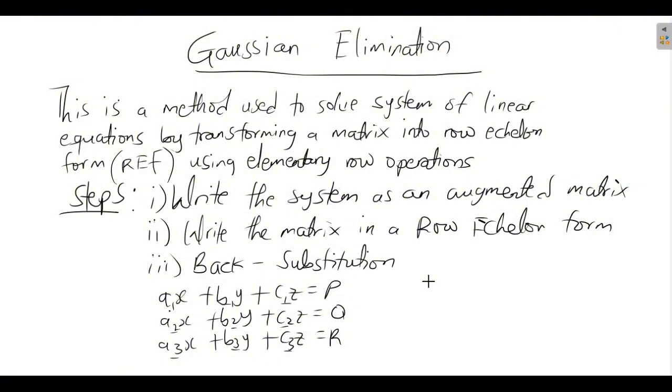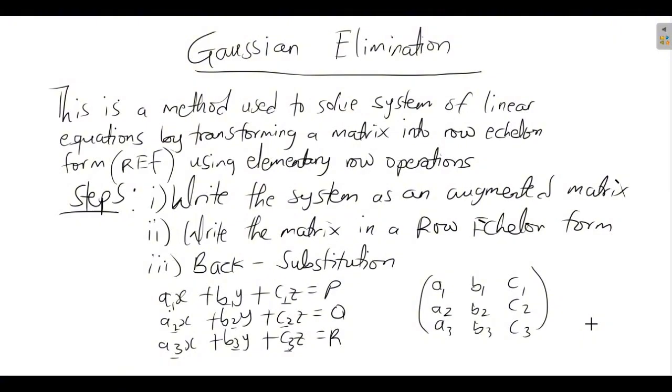So those coefficients will form what we call the augmented matrix. So we have a1, b1, c1, and then a2, b2, c2. Then we have a3, b3, and c3. Now this becomes your augmented matrix. The coefficients of the variables form what we call the augmented matrix. And so if you have any system of linear equations, you should be able to write its augmented matrix using the coefficients of the variables in the equations.